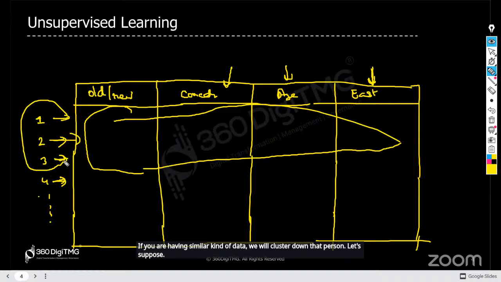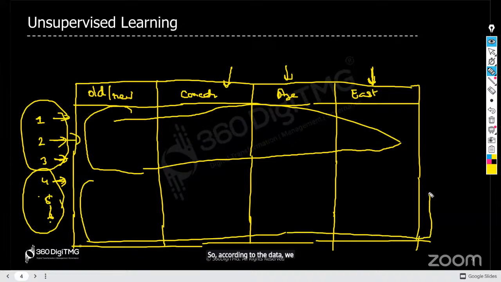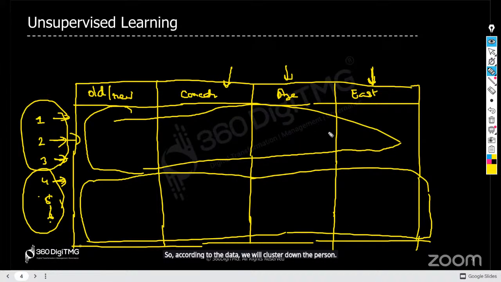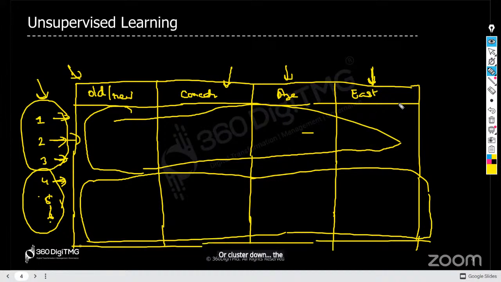Let's suppose 1, 2, and 3 come in one cluster, then 4, 5, 6 come under another cluster. So according to the data, we will cluster the people. This is the work of an unsupervised ML model. Here we don't have a target column. We don't have any Y which indicates whether we are having rain or not. Here we are trying to cluster people according to their similarity, or cluster food products according to similarity.